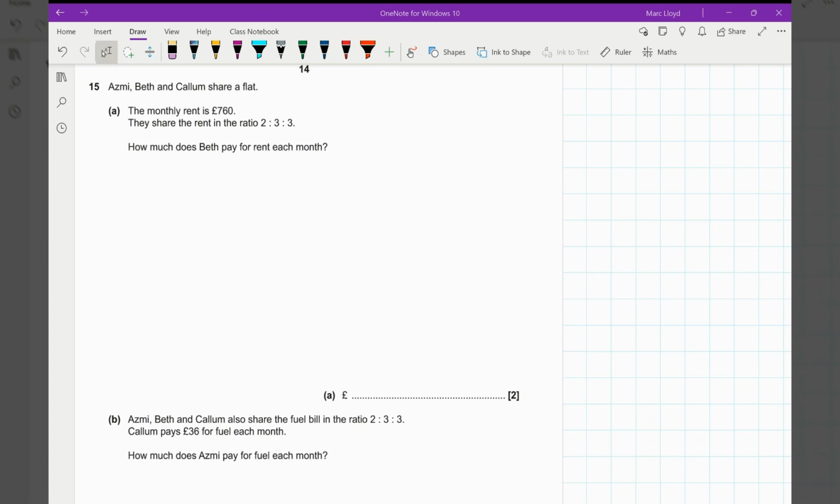Question 15, a couple of ratio questions. Asmi, Beth, and Callum share a flat. The monthly rent is £760. They share the rent in the ratio 2:3:3. How much does Beth pay for the rent each month? So Beth is in the middle. So 760 divided by 2 plus 3 plus 3, which is 8. 760 divided by 8 is 95. And then the 95 times by 3, which is Beth's share, gives us 285.